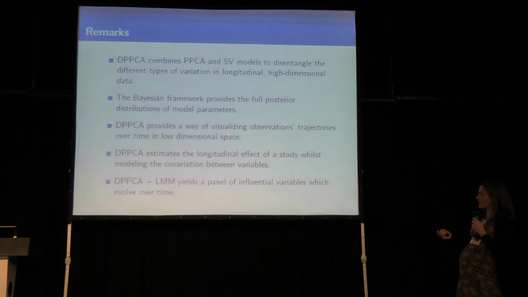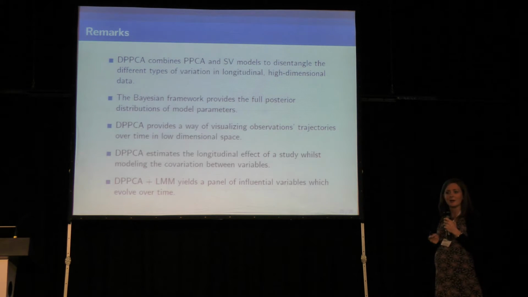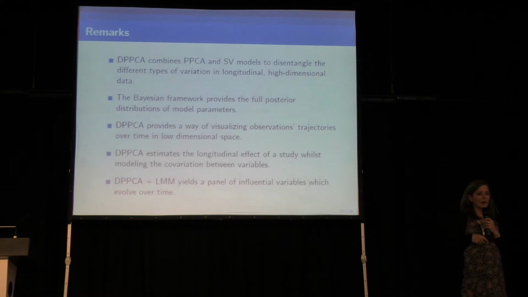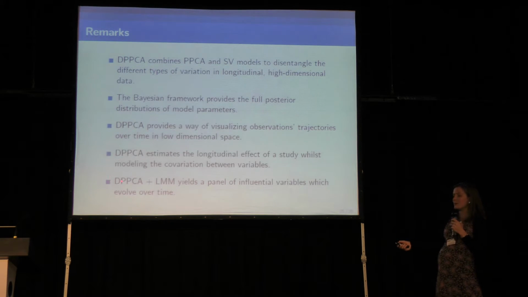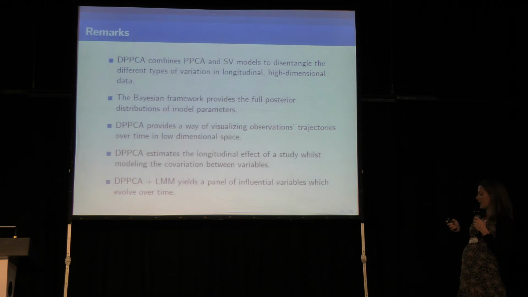In terms of the context in which this data was applied, it gives us a nice way to be able to visualize these metabolomic trajectories in a principled way. It allows us to estimate the longitudinal effect of a study, and this two-part step using the DP-PCA model, followed by some simple linear mixed models. In a sense, you can think of this as the DP-PCA does a bit of variable selection, which are the important variables, and then we use standard linear mixed models to analyze them. And this gives us a panel of influential variables which evolve over time.